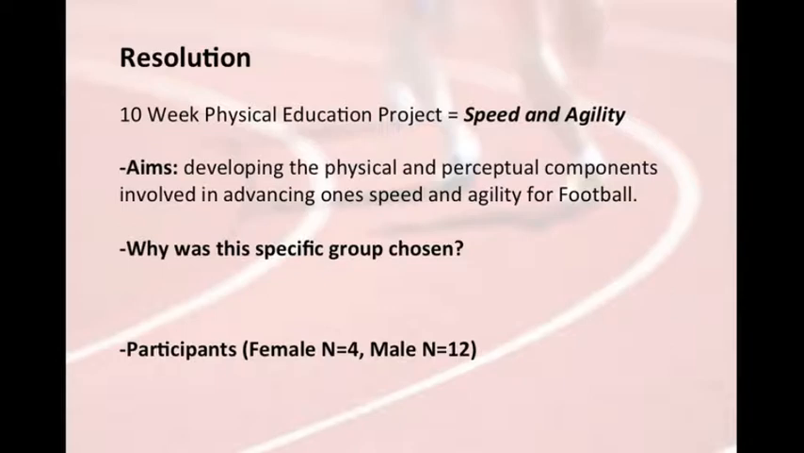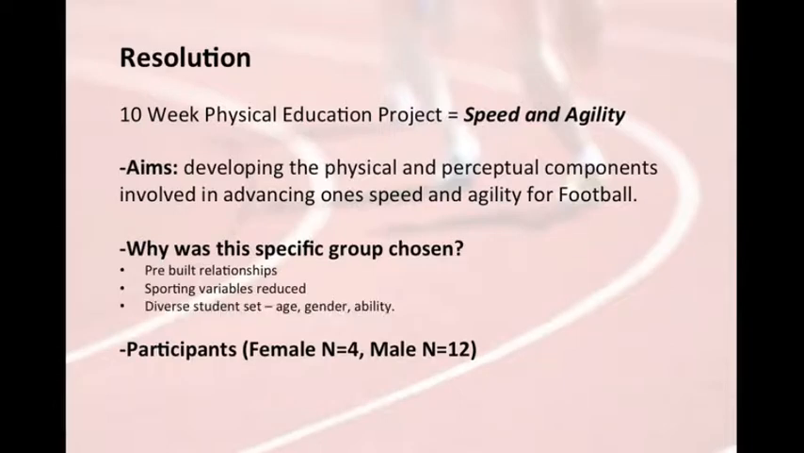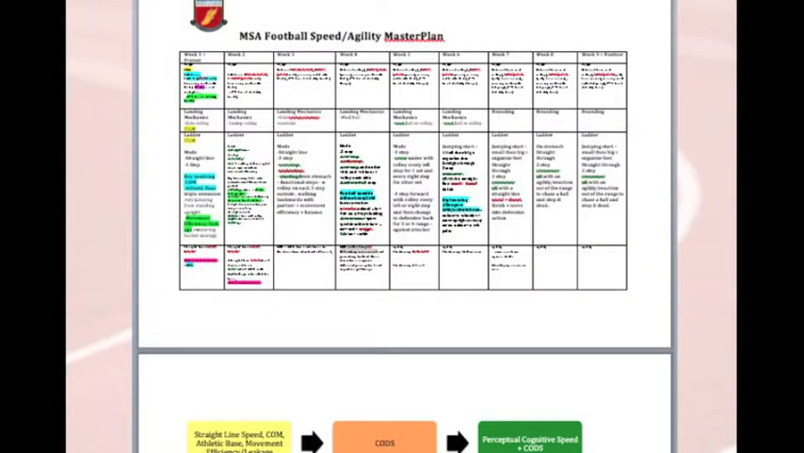for football or soccer. Now, why was this specific group chosen? I chose 16 students that I already had pre-built relationships with to help the ICT development. Sporting variables reduced, so the one sport allowed me to understand all the movement patterns within the sport and not have to change my teaching towards this. There was a diverse student set, so different ages from Year 7 to Year 12, both male and female, and varied abilities.